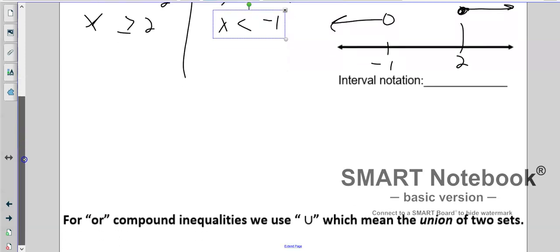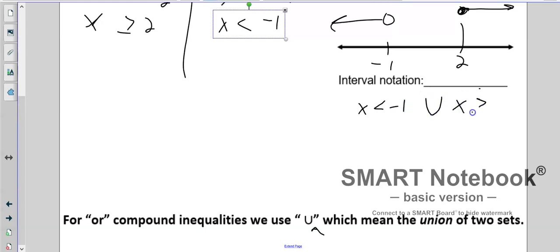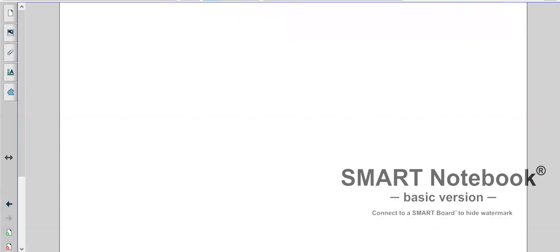Now, let's look below and see the hint for how to do this. For or compound inequalities, we use this kind of symbol, looks like a U, which means union. I don't exactly have a lot of room there, so I'm just going to do it right here. I'm going to say x is less than negative 1, or x is greater than or equal to 2. Either one of those is fine. It's an either or situation. And that is it for 1.3.